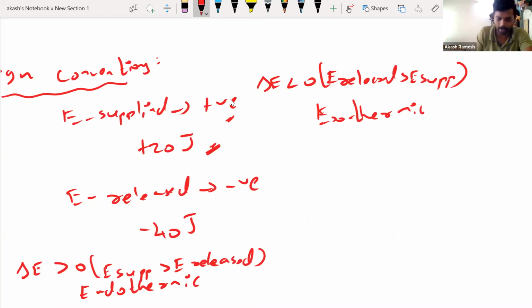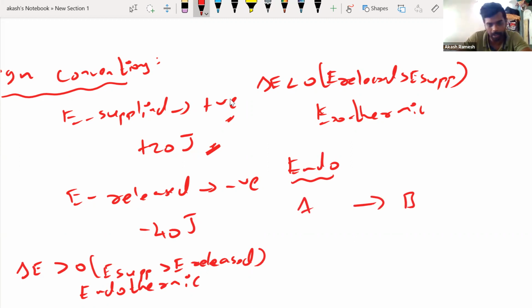Right now, guys, for example, if I just take a random endothermic reaction, say I have A giving B as an endothermic reaction. Now, if you want to specify that this is an endothermic chemical reaction, obviously you understand that energy has to get supplied.